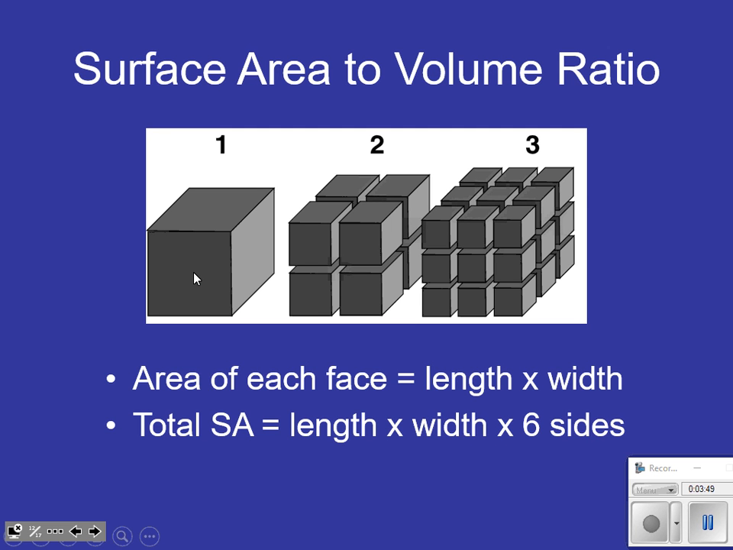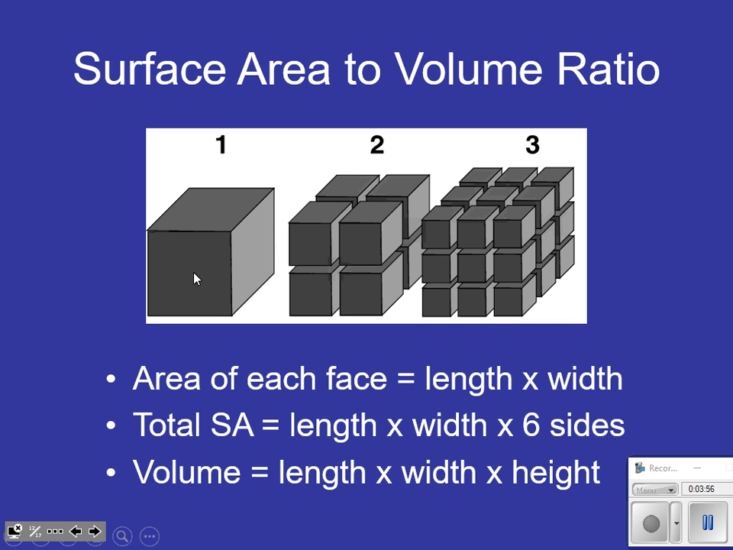Now, what is the volume of a cube? The volume is equal to the length times the width times the height. So volume is length times width times height. Surface area is length times width. The total surface area is length times width multiplied by the 6 sides of the cube.